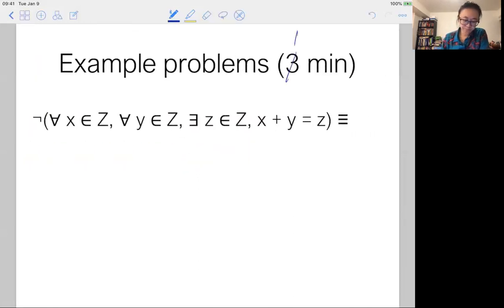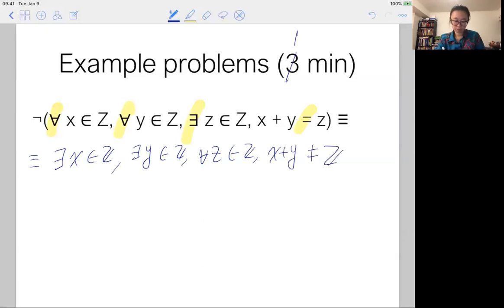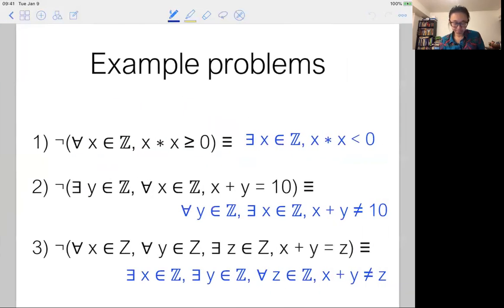For the next one, I have for all, then it became existence. Another for all became existence. Existence became for all. Equality became inequality. Oh, no, variable z. All right. Okay. Again, this is a solution.